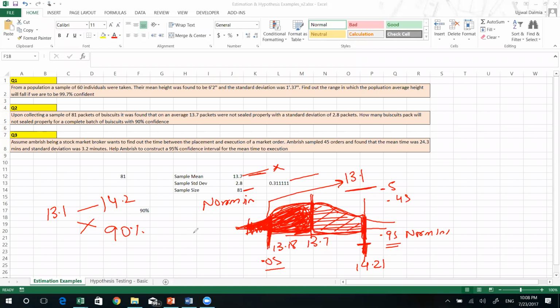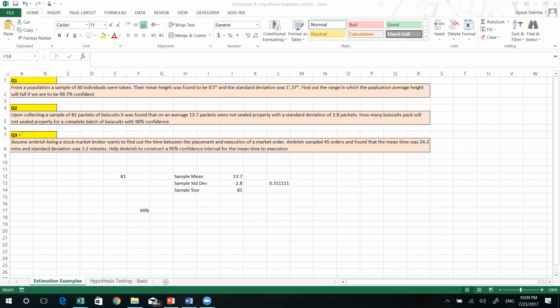Okay, if it looks clear, let's just do another question quickly for everybody's confidence. Yeah. Okay, let's do one quick question. Let's look at question number 3. And let me just write down all the parameters here so that nobody gets confused. And I want all of you to come up with the answer for this one. Okay. Let's say that Ambrish is a stock market broker and wants to find out the time between the placement and execution of market order.